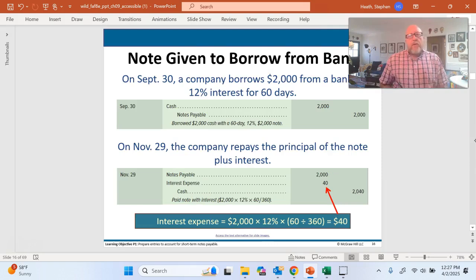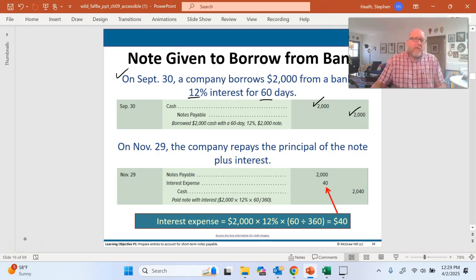We have a different situation. Okay. In this situation, we're going to borrow money from a bank. And on September 30th, we're going to borrow $2,000 and we're going to borrow it for 60 days and it will be subject to 12% interest. So on the date of us borrowing it, we're obviously receiving $2,000 in cash from the bank, and cash is an asset. If I want to increase an asset, I'm going to do it with a debit. So we would debit cash and then we would credit the note payable.